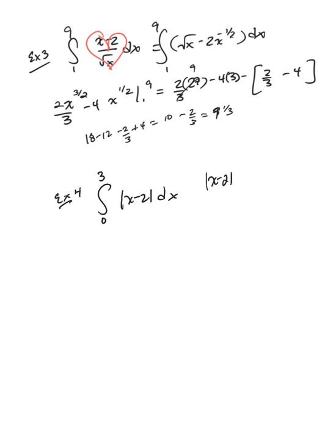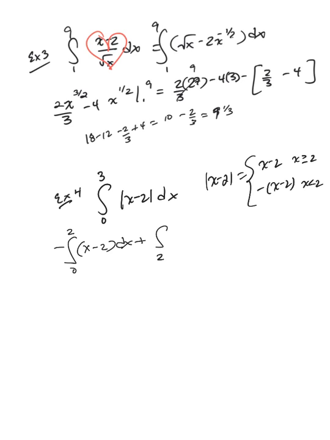Well, do you even know what this function is? X minus 2 absolute value is the function x minus 2 or the opposite of x minus 2, depending where you're at. When you're to the right of 2, you're at this function. To the left of 2, this function. It's a piecewise function. So you need to split this up at 2, kids. So this is the integral from 0 to 2 of the opposite of x minus 2 plus the integral from 2 to 3 of just x minus 2.